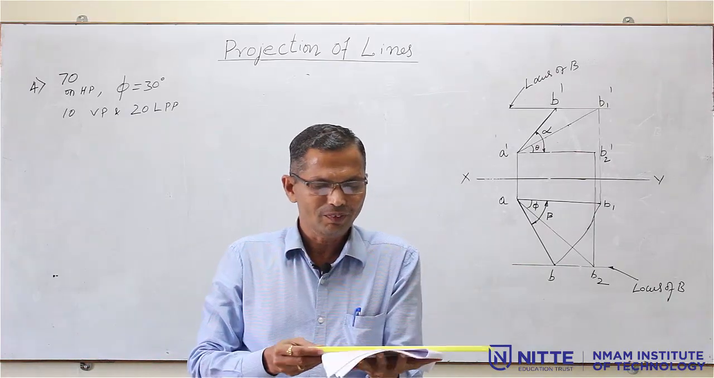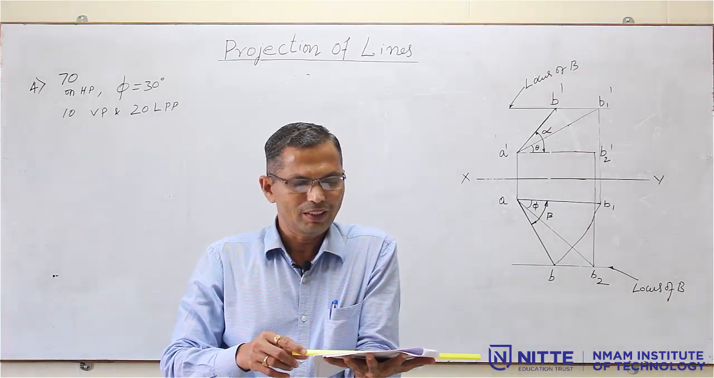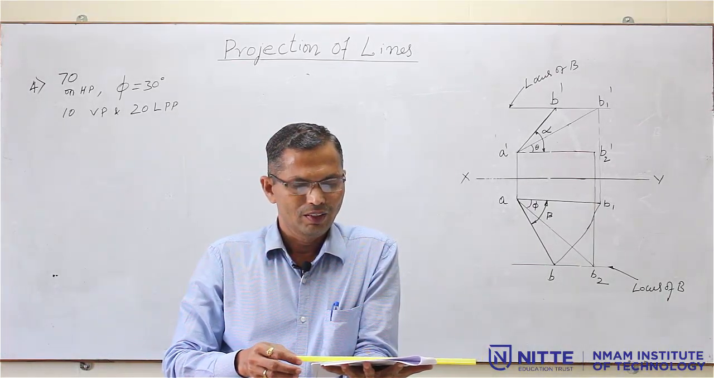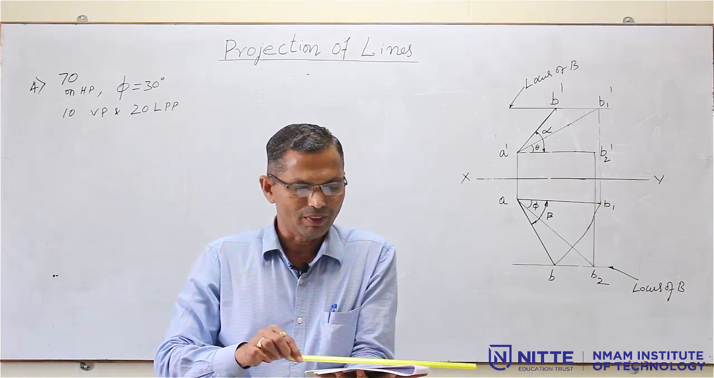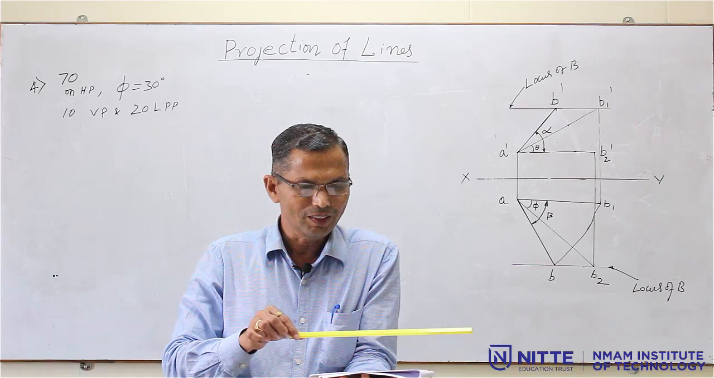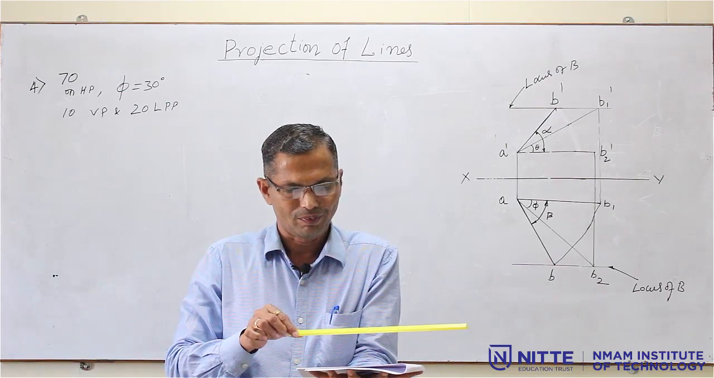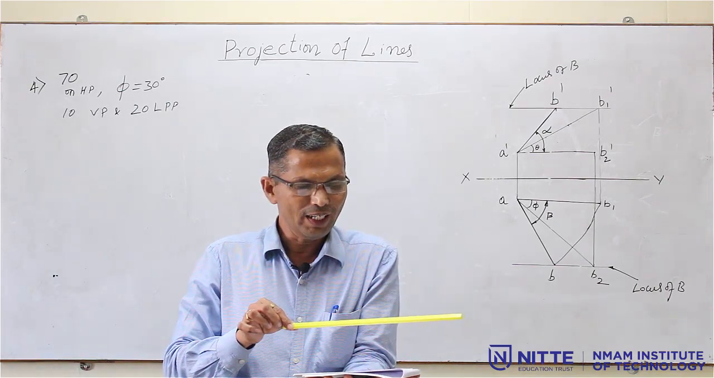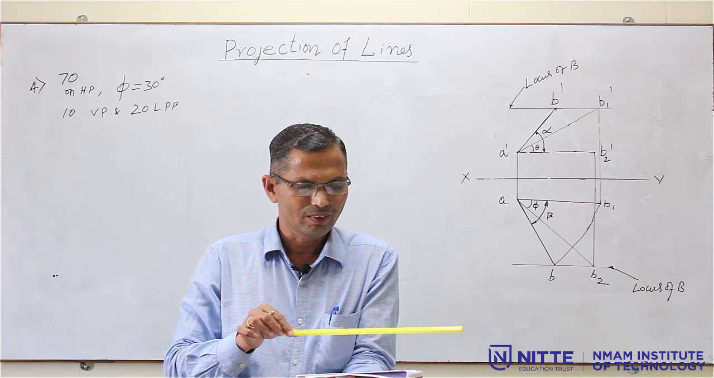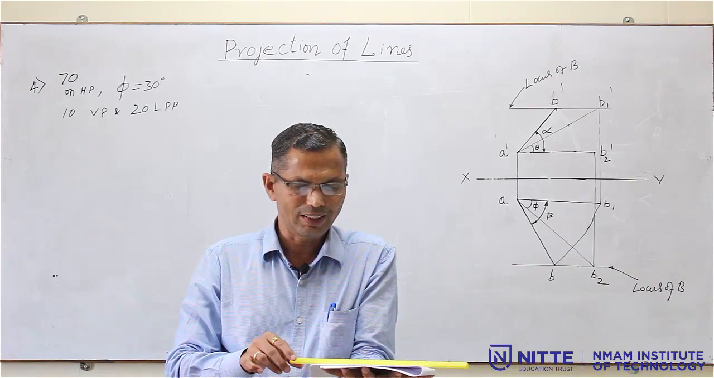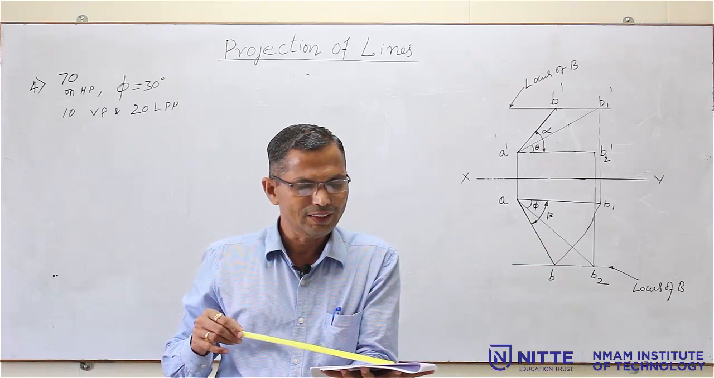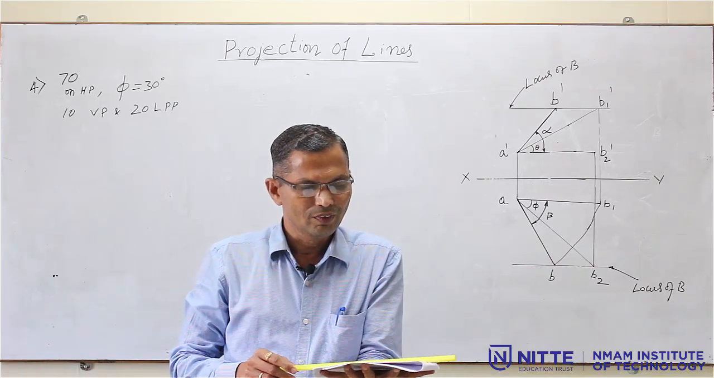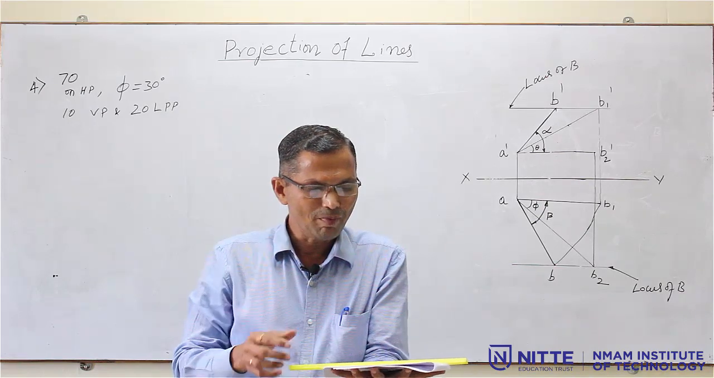When it is placed on HP like this, it is inclined at an angle of 30 degrees to VP. It is not parallel to VP, it is 30 degrees to VP like this. One end of the line is, there are two ends, one end is here, the other end is here. One end of the line is 10 mm in front of VP.